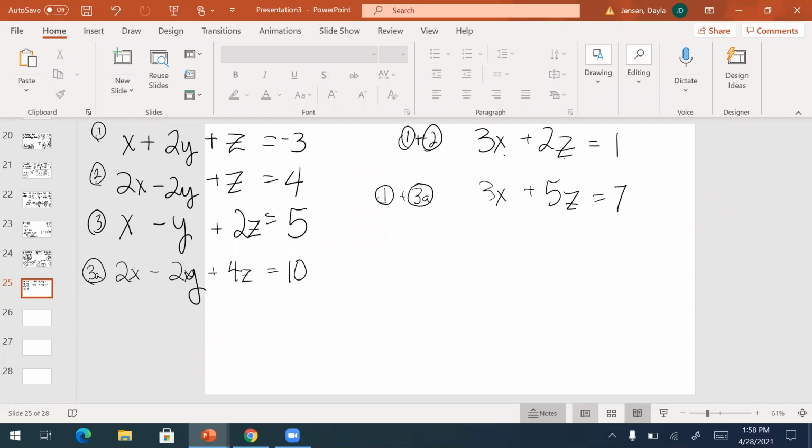So now I have 2 equations with 2 variables, an x and a z. So now I need to get to 1 equation, 1 variable. So I'm going to multiply this one by negative. I'm going to make that negative and that negative and that negative. And I can do that as long as I do it to both sides of the equal sign. Now I'm going to add these 2 together. So I get 0x minus 3z equals minus 6.